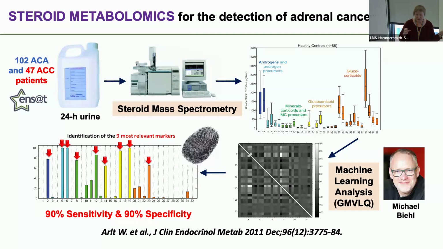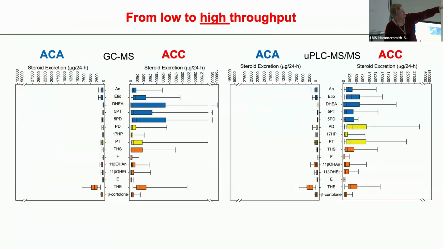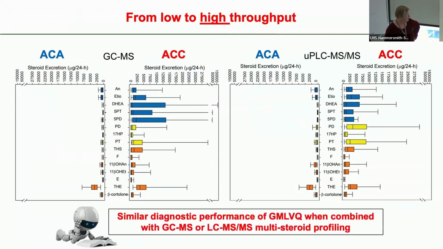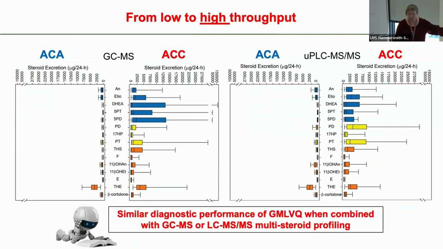And while GCMS is a nice technique, you can process only about 20 samples a week. So that is not a solution for the UK or the world. So therefore, the next thing we did is create a high throughput method, which meant that we transferred it from GCMS on the left side to LCMS on the right side. Yeah, and you can see that we get very similar results. And when we test this with a machine learning method, it's a similar diagnostic performance. So we knew we could run a big study.